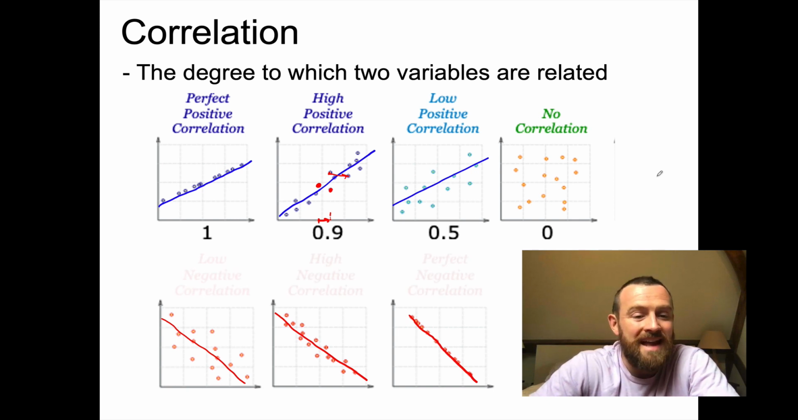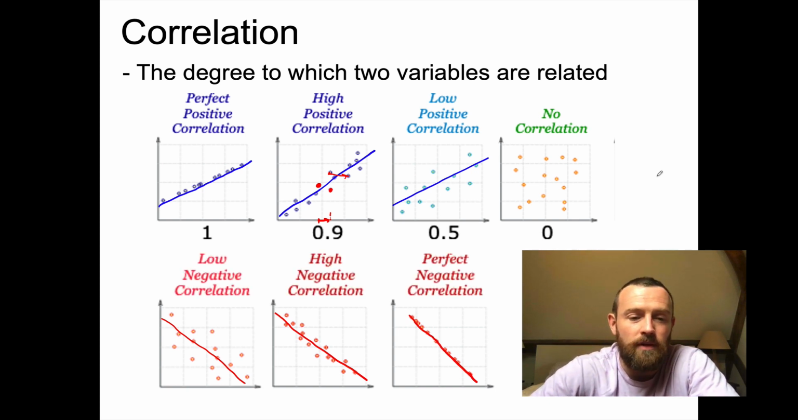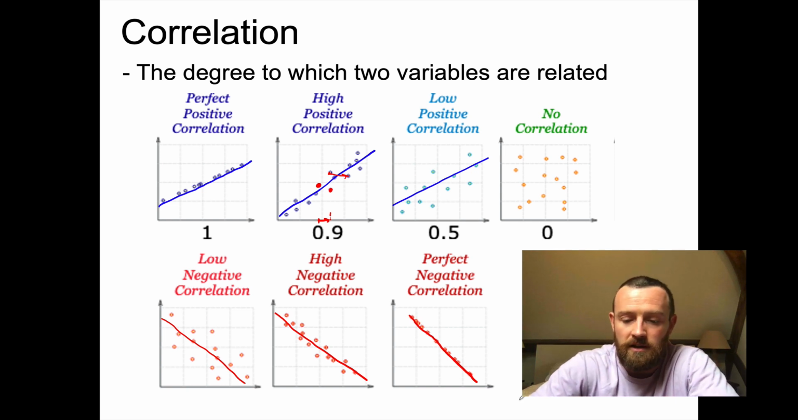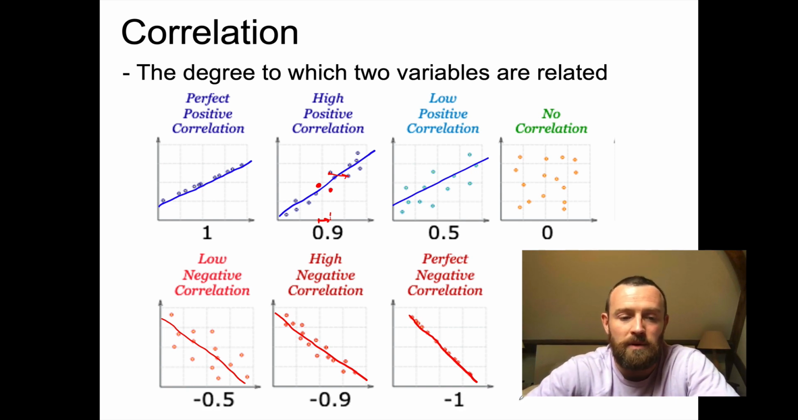Here, we've got negative correlations. So we start with a low negative correlation to a high negative correlation and then a perfect negative correlation where all the data is in a neat line, and the values we'd give there would be from minus 0.5 to minus 1. So that is what correlation means.